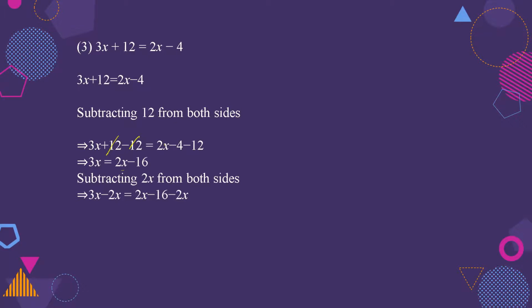On your right hand side, plus 2x and minus 2x will get cancelled, and you will be left with 3x minus 2x equal to minus 16. 3x minus 2x is x, and on your right hand side minus 16. Hence the value of x is minus 16. So we can finally say that minus 16 is the solution of the given equation.